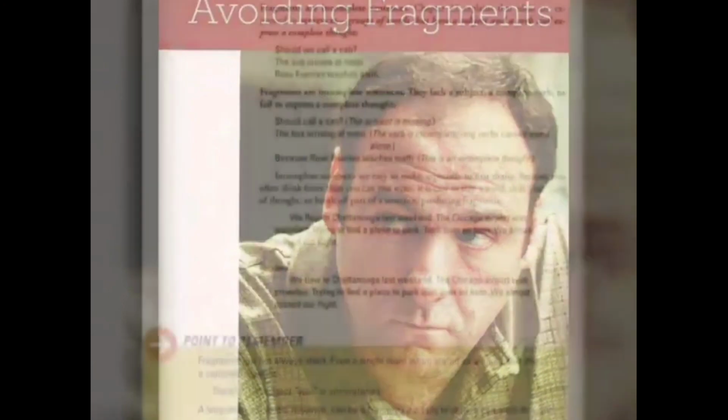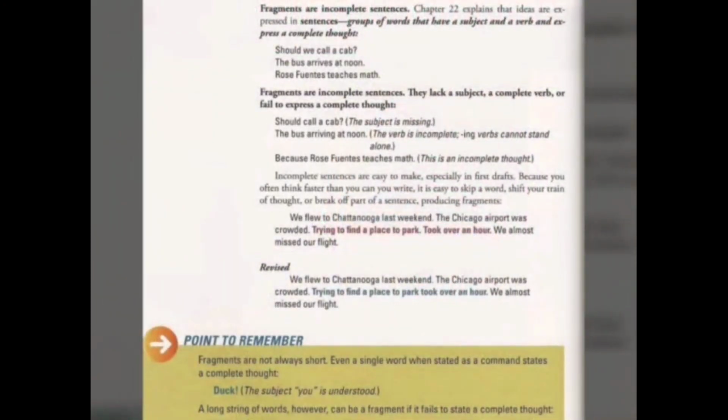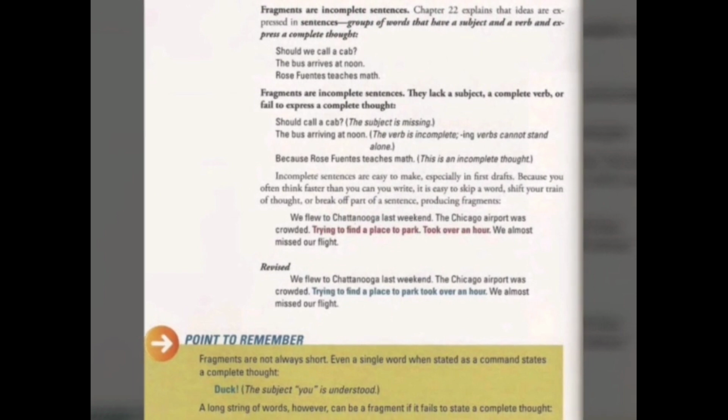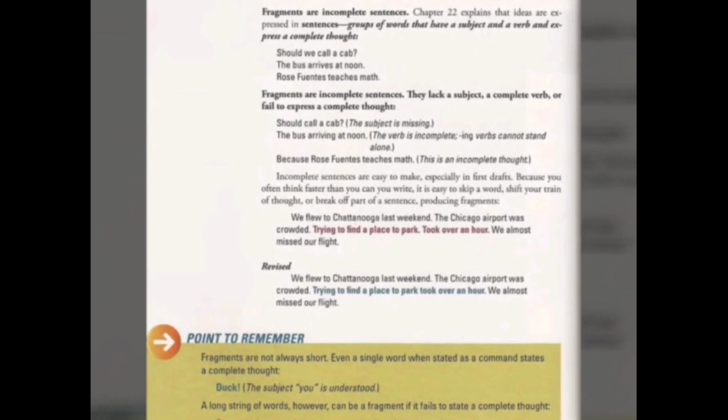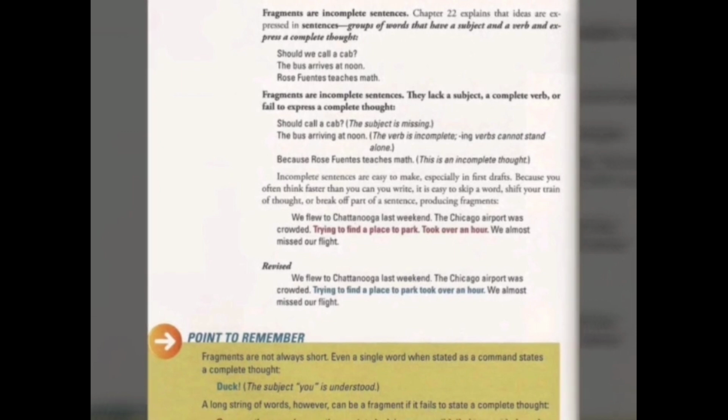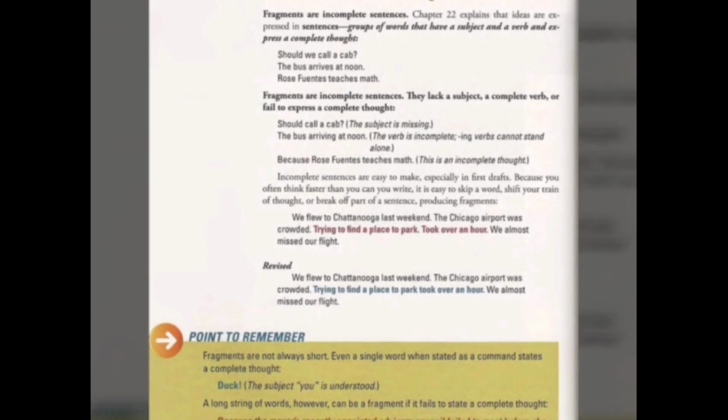Avoiding fragments. What are sentence fragments? Fragments are incomplete sentences. They lack a subject, a complete verb, or fail to express a complete thought. For example, "Should call a cab." The subject is missing. "The bus arriving at noon." The verb is incomplete; ing verbs cannot stand alone. "Because Ross Fuentes teach math." This is an incomplete thought.